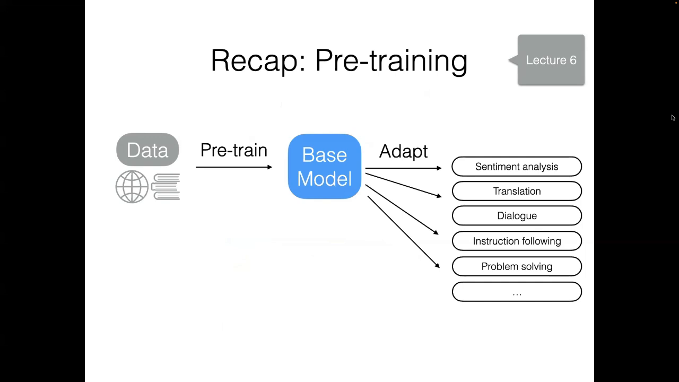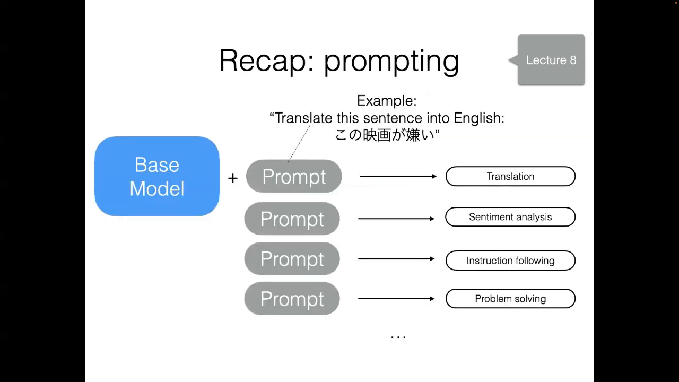And the basic idea with pre-training was to take some data, run the pre-training, minimize the pre-training objective, and then you get this base model. Now, we talked about different ways that you could adapt these base models to tasks in different ways. So one way is through prompting, and this was in lecture 8.